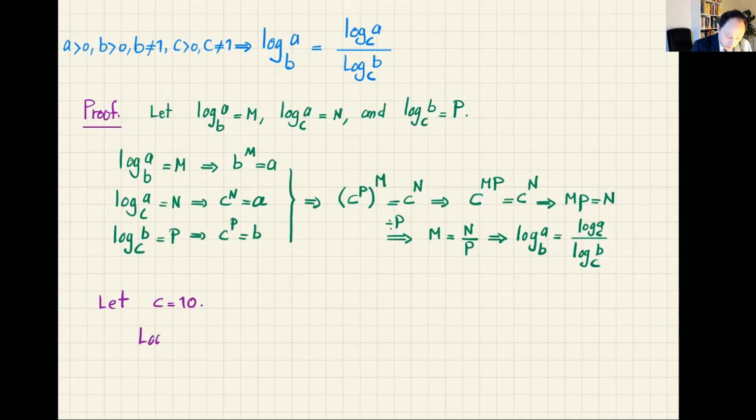This means that logarithm of A in base B can be written as logarithm of A in base 10, I am choosing 10 for C, divided by logarithm of B in base 10. But do you remember the convention? When the base is 10, nobody writes that. So it is simply log of A divided by log of B. So it's a very nice formula.